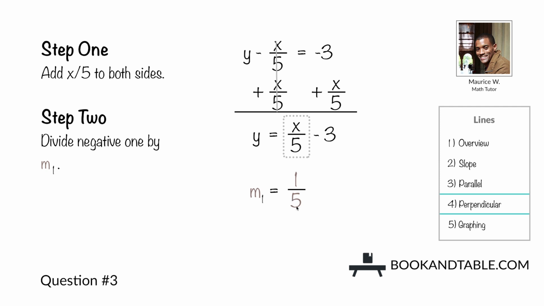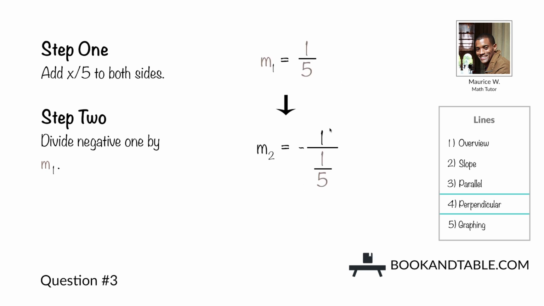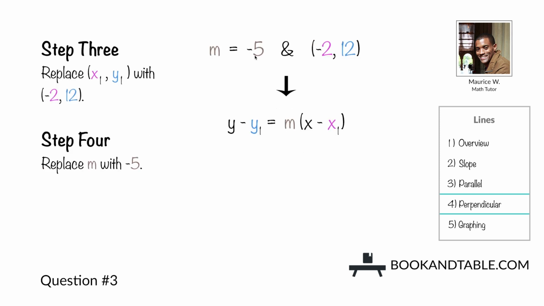Step 2, to find the slope of the perpendicular line, the one that we want, divide negative 1 by m1, which is 1/5. Negative 1 divided by 1/5 is the same as negative 1 times positive 5. The reciprocal is 5 over 1. So negative 1 times 5 is negative 5. So this is the slope of the line that we want. Plus, we were given the point negative 2, 12.